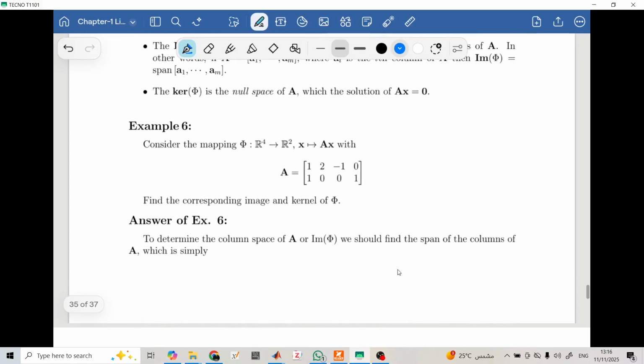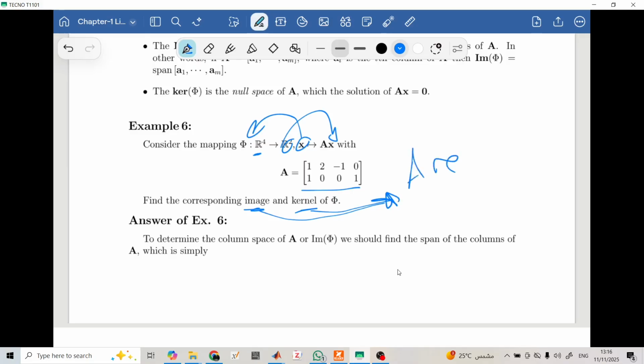Okay, example. So we have this mapping now. It will take you from R4, meaning x is in R4, to R2. So the output Ax is in R2, and the matrix must be 2 by 4, as we said earlier. We need to find the image and the kernel of the mapping. Note that those two are subspaces.